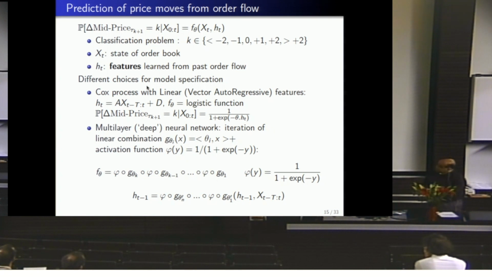So to do that, we use the following specification. So we're going to estimate the neural network, which takes as input. So the inputs of the neural network are the current state of the order book. So this is the picture I showed you earlier with the orders and the prices and quantities. And then there is what we call the features learned from the past. And the features h_t are learned iteratively from the past. Okay. So we iterate these.